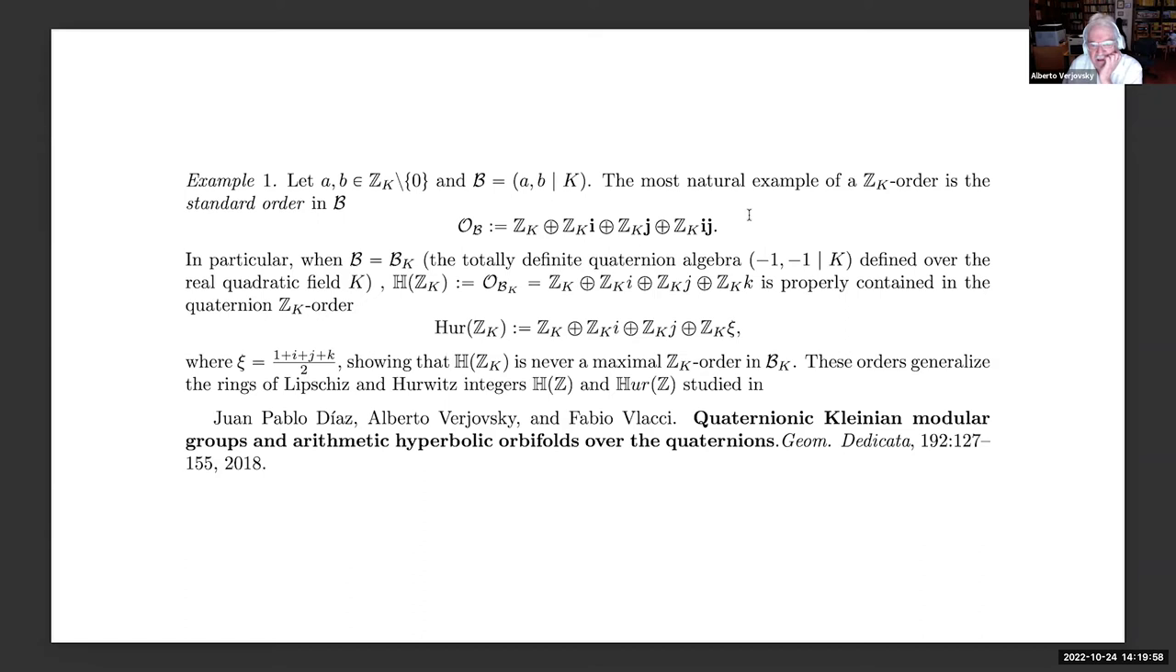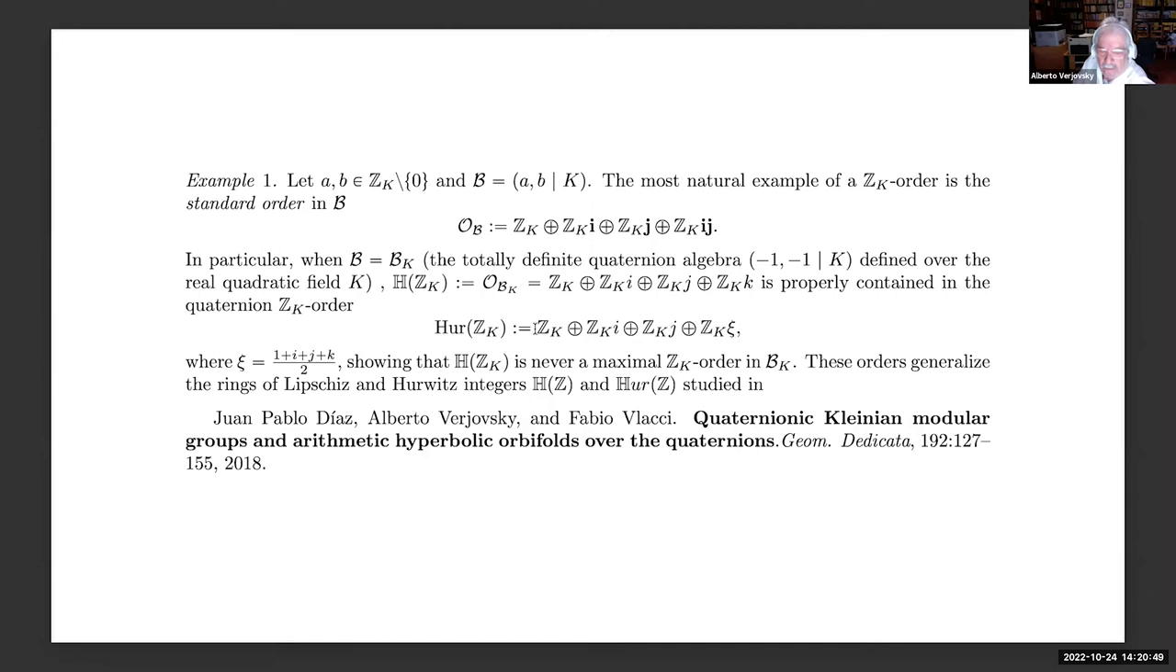This actually has its origin in the beautiful work of Lipschitz and Hurwitz. Lipschitz considered all quaternions such that the real part, the i part, the j part, and the k part are integers. This is obviously a four-dimensional lattice in the quaternions, which you identify with R^4, it is closed under multiplication, and it has a unit, so it's a perfectly good order. Actually, Lipschitz considered this to prove that every integer can be described as the sum of four squares.